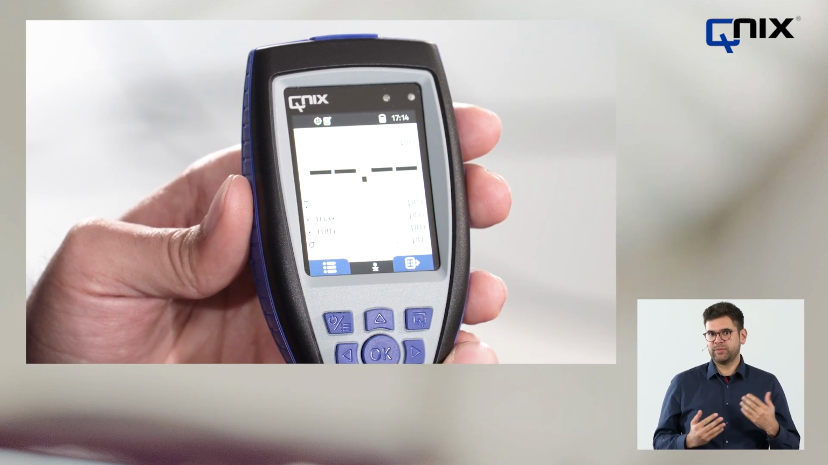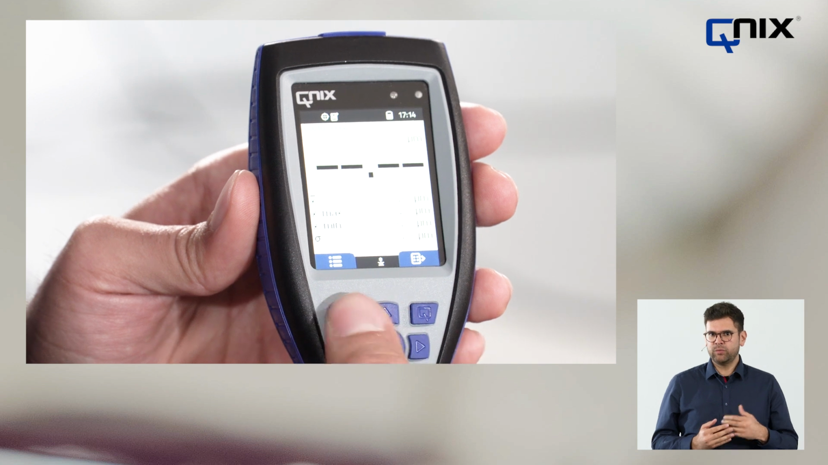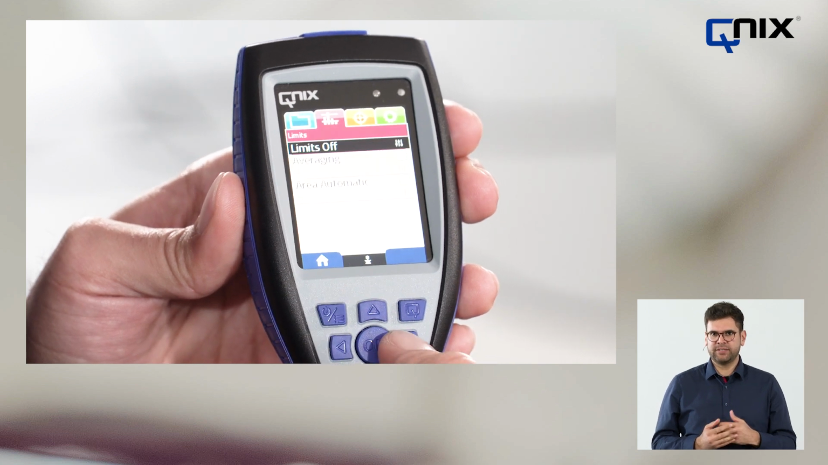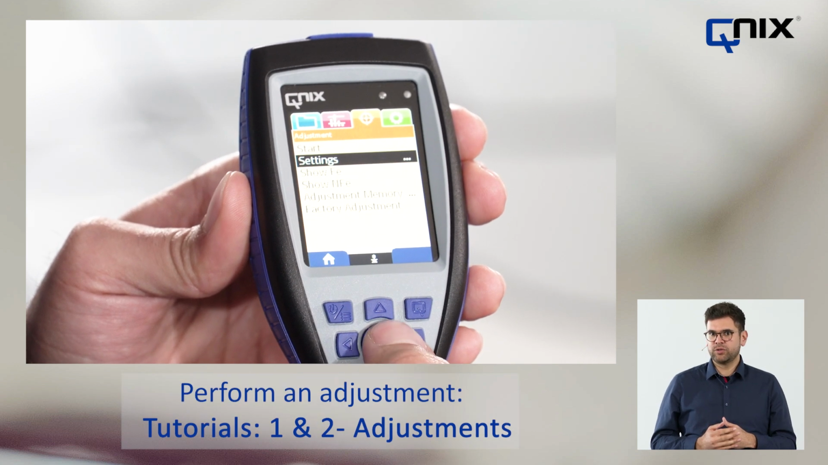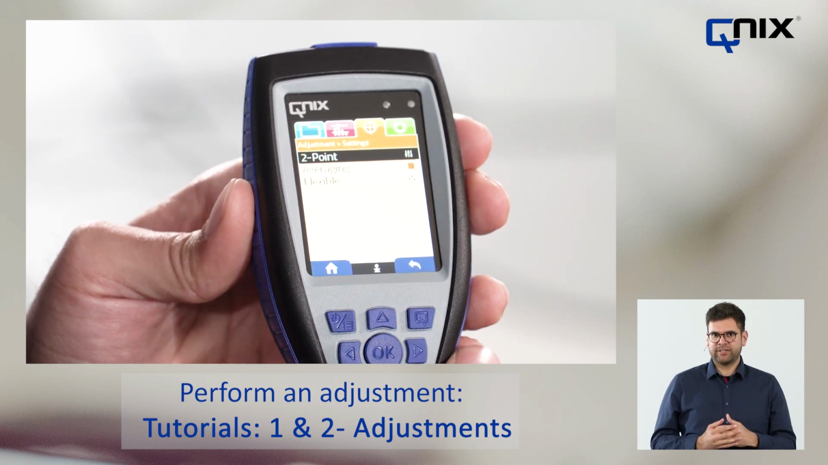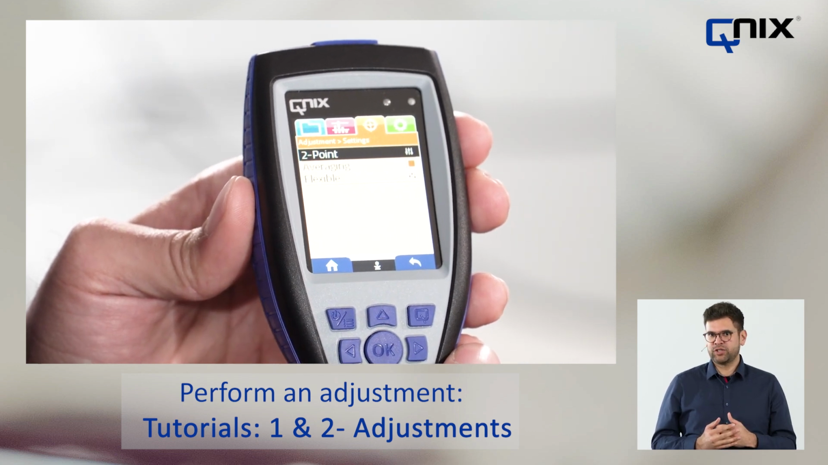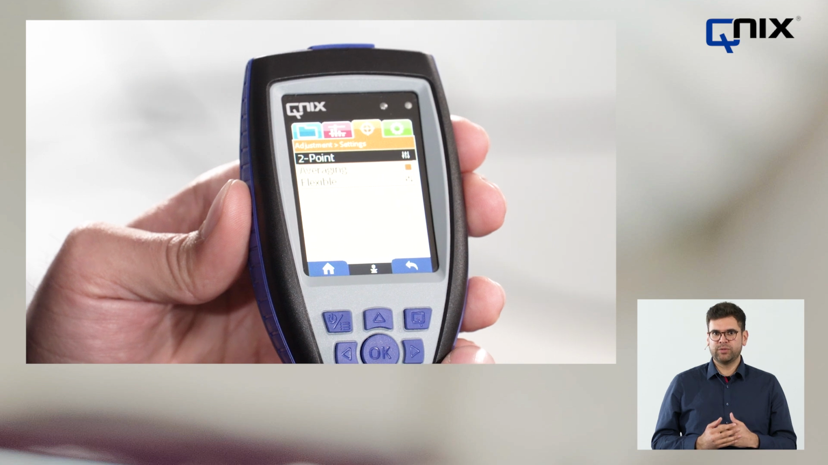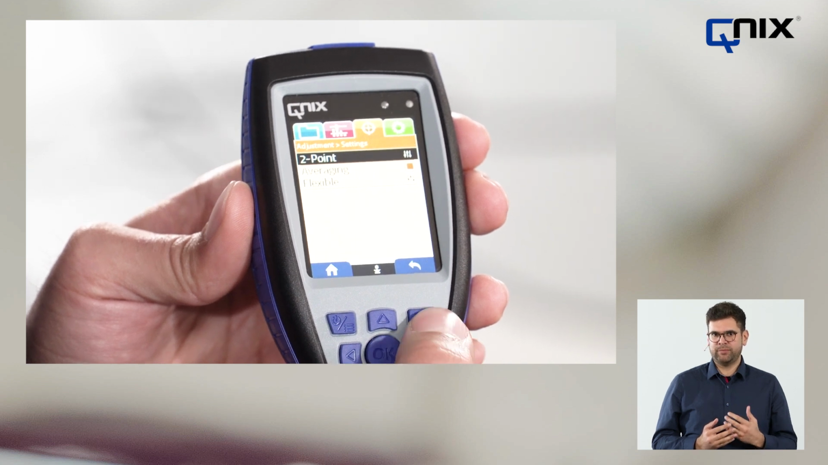their surface or geometry. Let's start first in our main menu and navigate there to the Adjustment tab. Let's see which adjustment is active in the Settings menu. This is the 2-point adjustment. This adjustment is currently active. An active adjustment can be written into adjustment memory at any time.